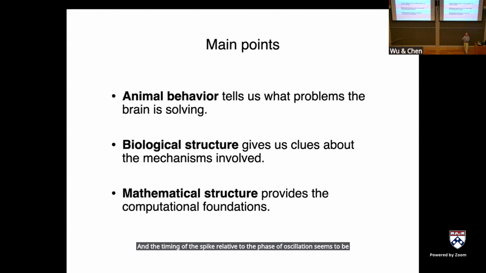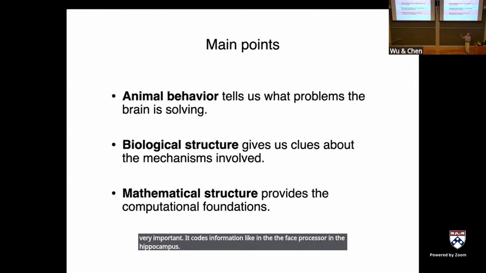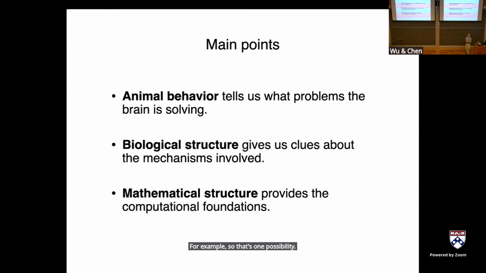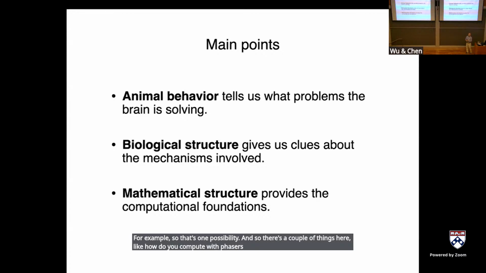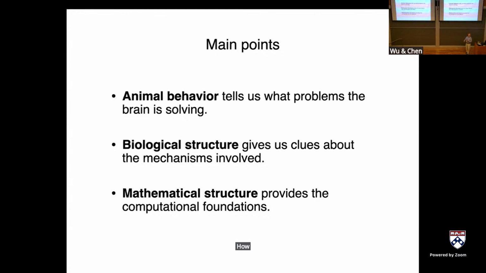It codes information like in the phase precession in the hippocampus, for example. So that's one possibility, right? And so there's a couple of things here, like how do you compute with phasors? How do you do factorization? How do you implement residue number systems in the brain?